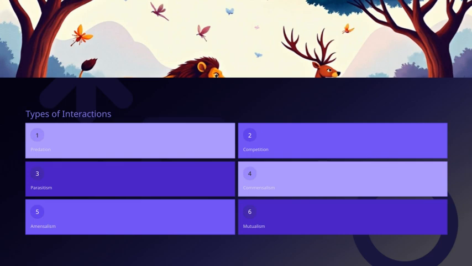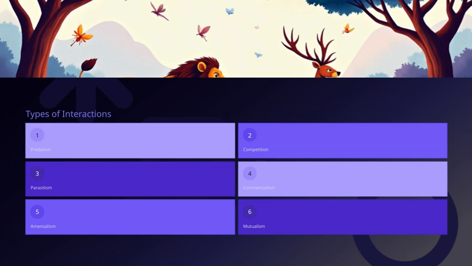An example would be birds nesting in trees. They benefit from the shelter, but the tree isn't affected. Finally, mutualism is perhaps the most cooperative interaction, where both species benefit. Think of pollinators like bees and flowering plants. Both rely on each other for survival and reproduction.